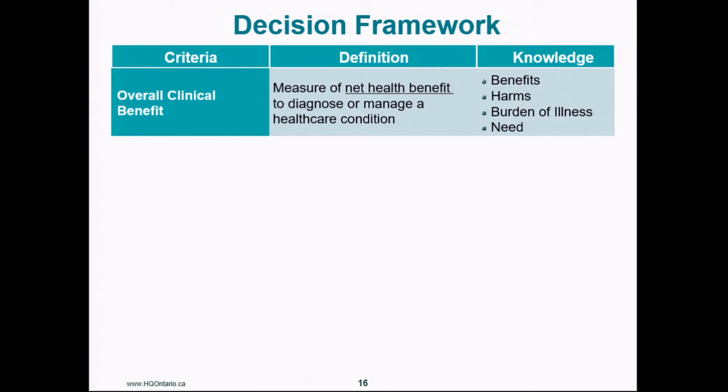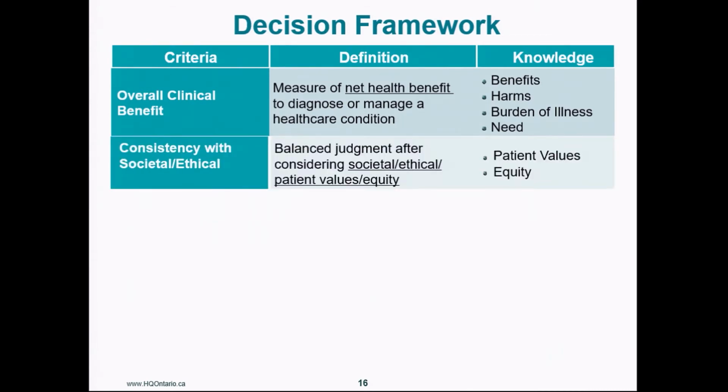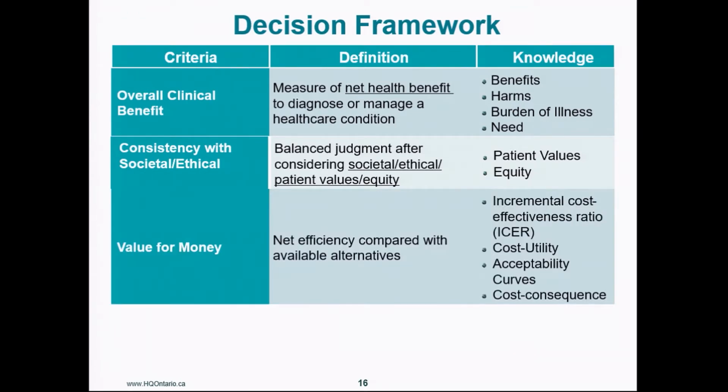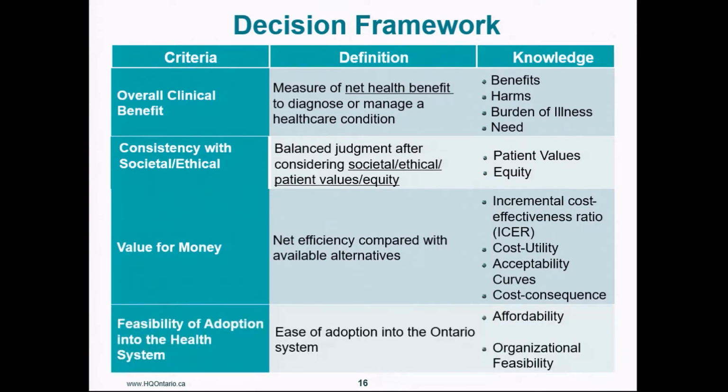So we use the decision framework and the criteria to make up the recommendation. The first criterion is the overall clinical benefit, and then the consistency with societal and ethical values, which incorporates patient values and preferences as well, and the value for money, as well as the feasibility of adoption into the health system.